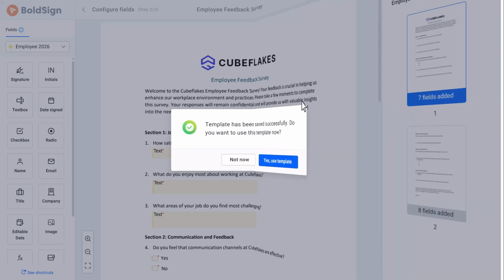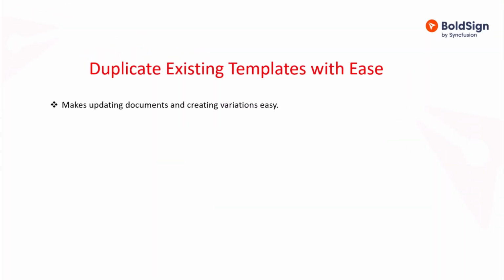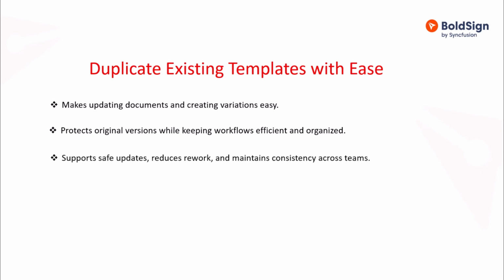And that's it. Cloning templates in BoldSign makes it easy to update documents, create template variations, and protect original versions while keeping your workflow efficient and organized. Cloning supports safe updates, reduces rework, and maintains consistency across teams.